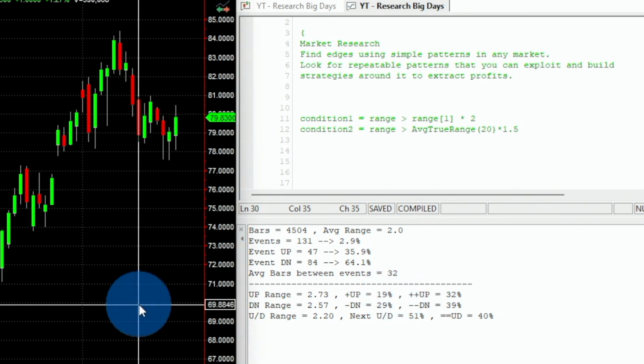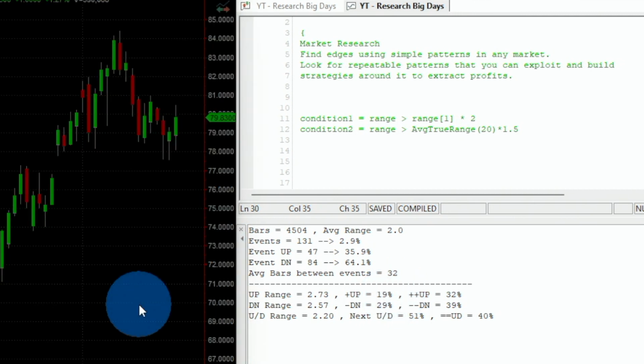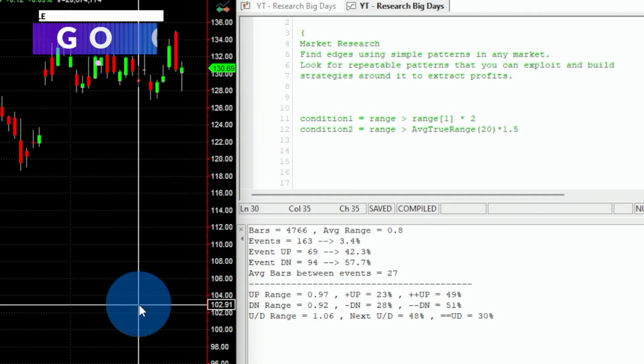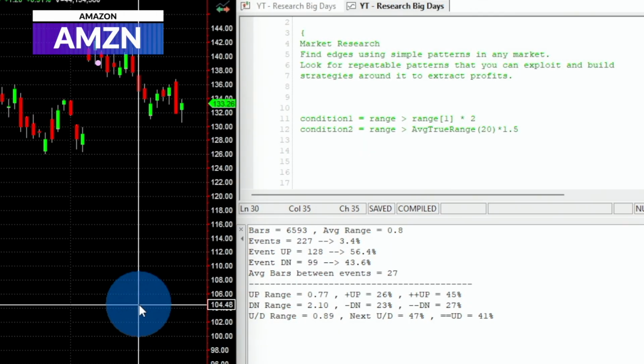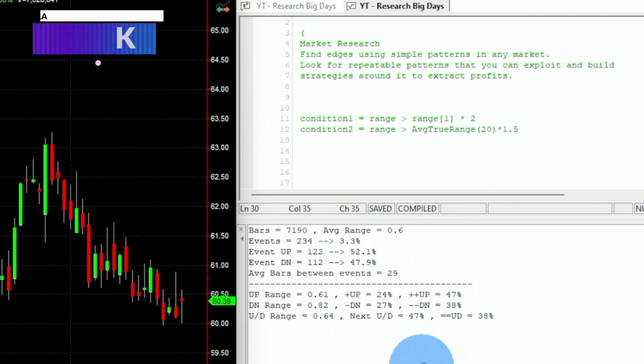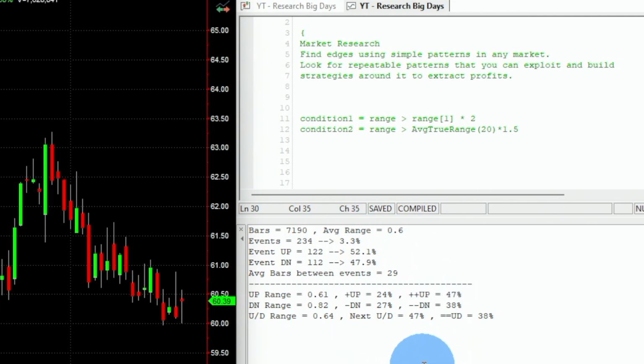This pattern also exists, of course, in stocks. So we can go to, for example, Tesla, and Google, Amazon, Coca-Cola. And you can see in all these instruments that I pulled, from stocks to futures, they usually have the same behavior, where if today is a big range day and it's up, usually the next day is down. And the opposite is also true.